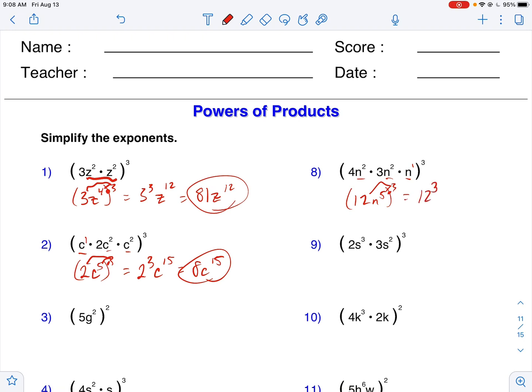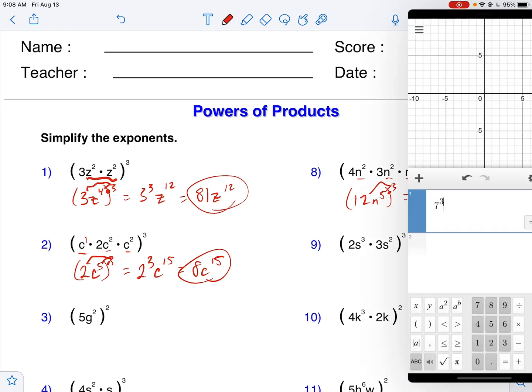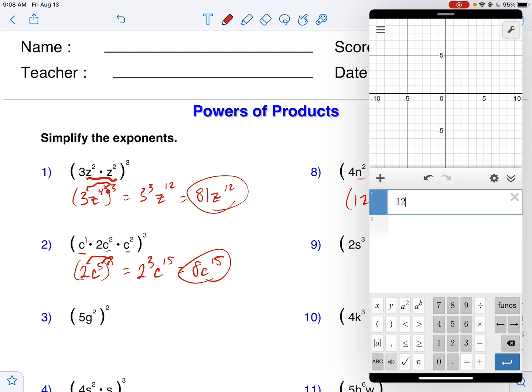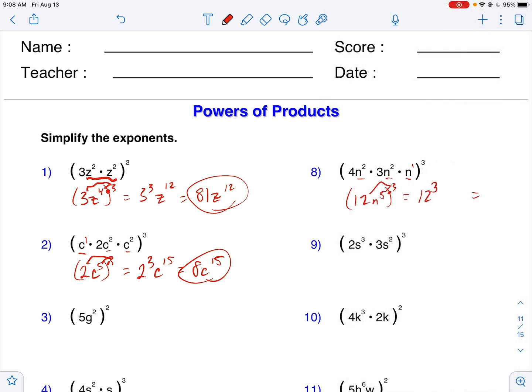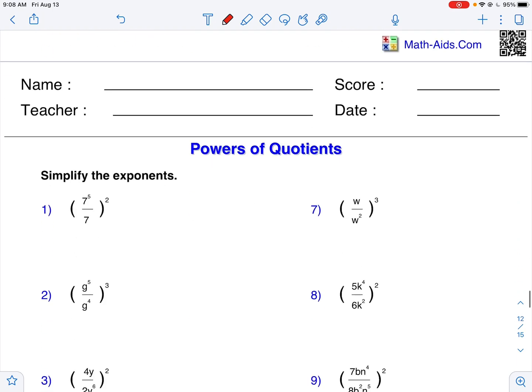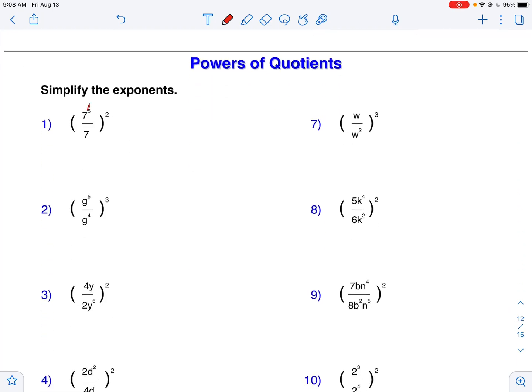So whatever 12 to the 3rd is, we're just going to leave it as that because it's, well, no, we can do 12 to the 3rd. Let's do 12. 12 to the 3rd is 1728. So that's going to be 1728, n, 5 times 3 is n to the 15th. And voila.